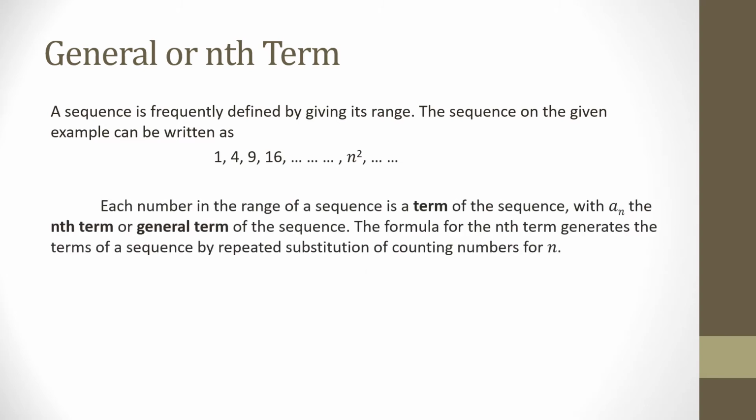Each number in the range of a sequence is a term of the sequence, which is a sub n, the nth term or general term of the sequence. Okay? So, ang tawag dito sa mga numbers na nakikita nyo dyan is a term. So, kapag tinanong, what is the nth term in the sequence? So, what is the fourth term in the sequence? So, bilangin nyo lang. Sino yung pang-apat? So, this is the first term, second term, third term, and then this is the fourth term. Okay? So the formula for the nth term generates the terms of a sequence by repeated substitution of counting numbers for n.